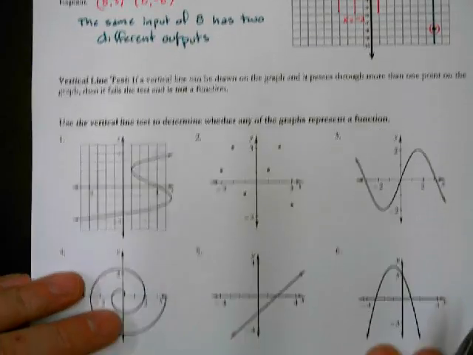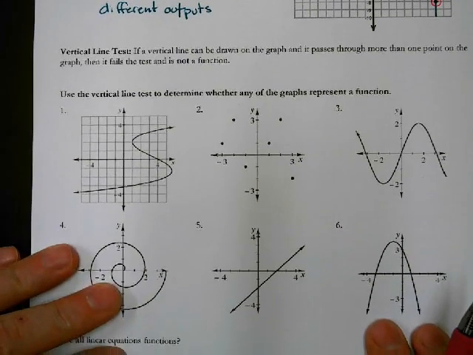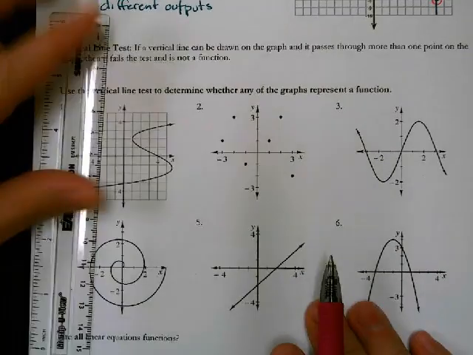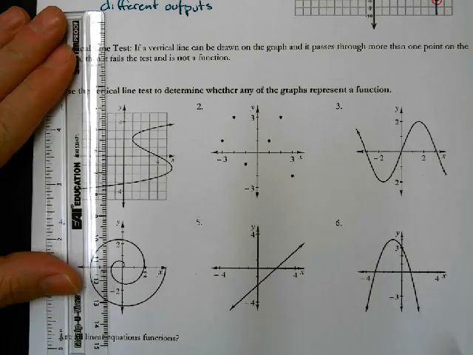All right, so let's look at some of these graphs here. So remember, you only have to fail the vertical line test once. So you might look at this first one and go, well, I made a vertical line right here.